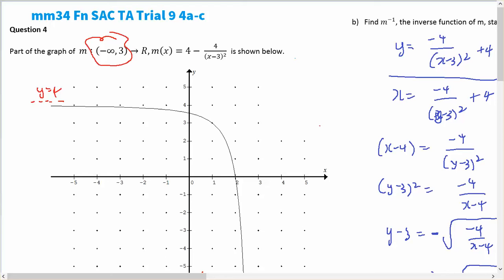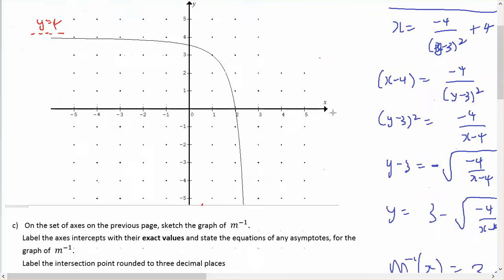This is for Year 12 Methods that comes out of the Fn SAC Trial 9 question 4C. There are also videos for 4A, B and D. Okay, so I have this truncus, part of a truncus with a restricted domain.